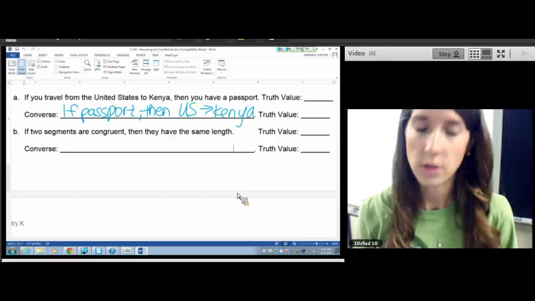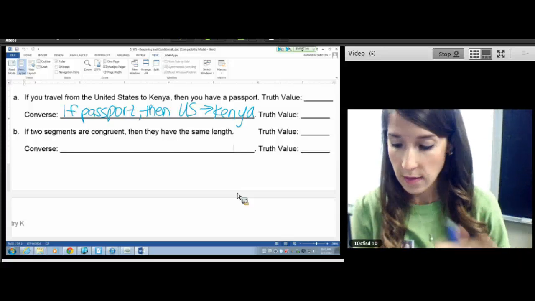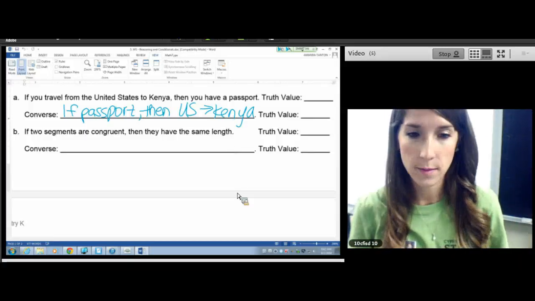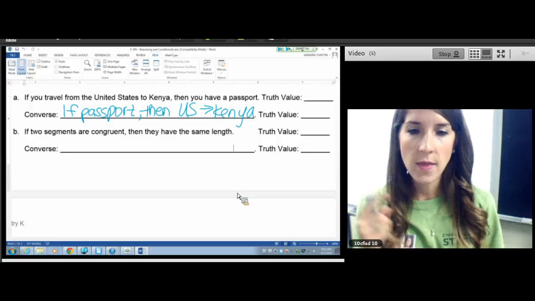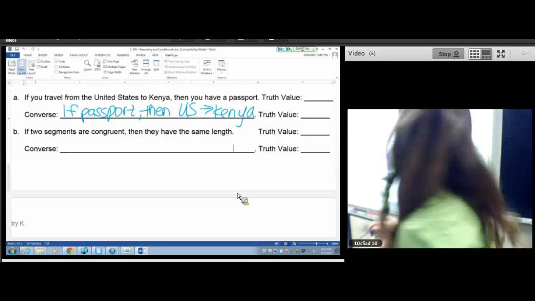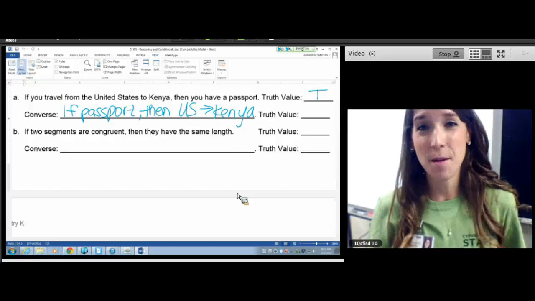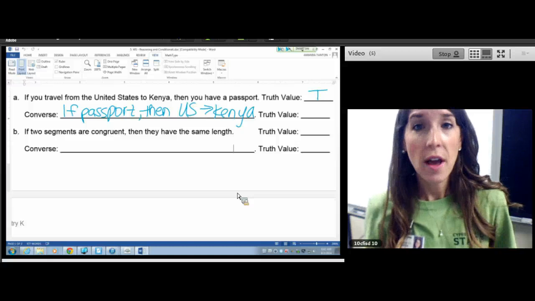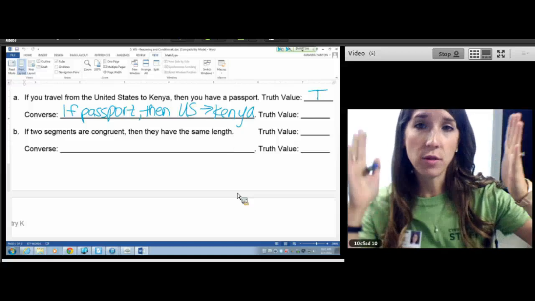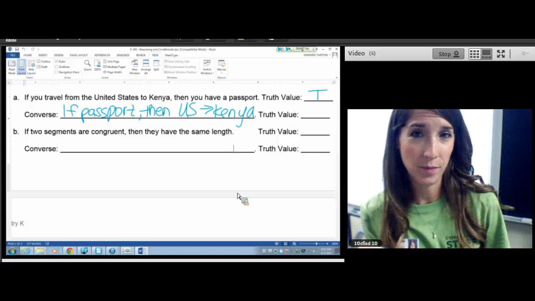So that's the conditional. Then I want to determine the truth value of the first one and the truth value of the converse. So let's look at the first one. If you travel from the United States to Kenya, then you have a passport. That truth value is true because they won't let you travel to Kenya without a passport. They won't let you. So that's true. Every time the hypothesis is true, the conclusion is true. Every time you go to Kenya, you're going to need a passport.